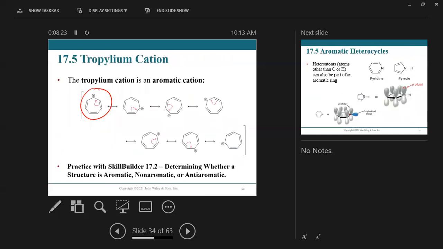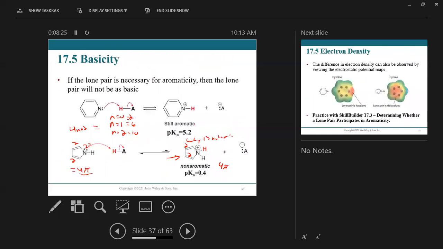I guess we could have stopped at that point. These p orbitals don't overlap anymore. So I guess it goes back to the 4m plus 2. We don't satisfy the 4m plus 2, and we don't have the p orbitals overlapping because the p orbitals would be here.